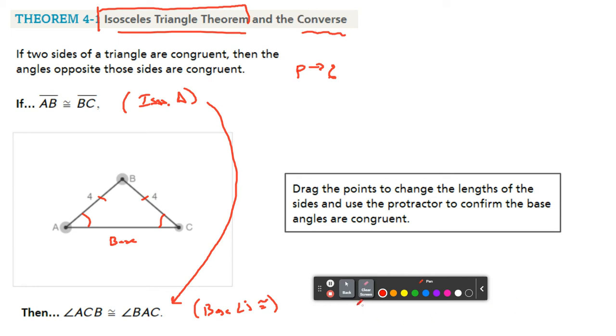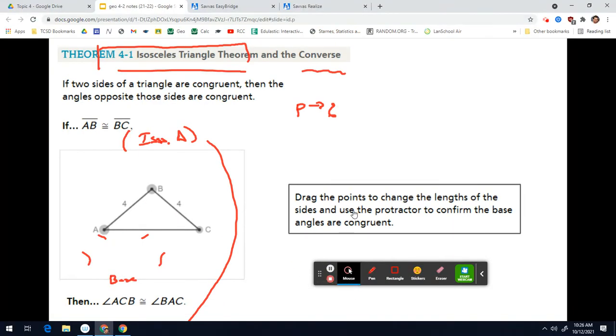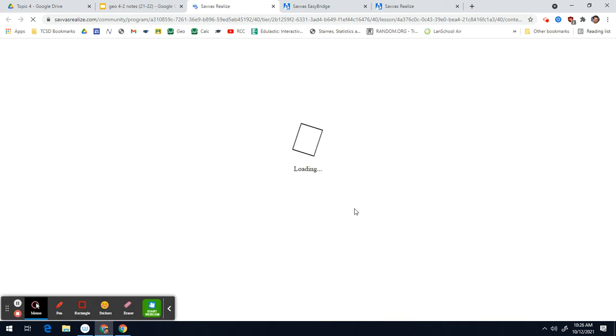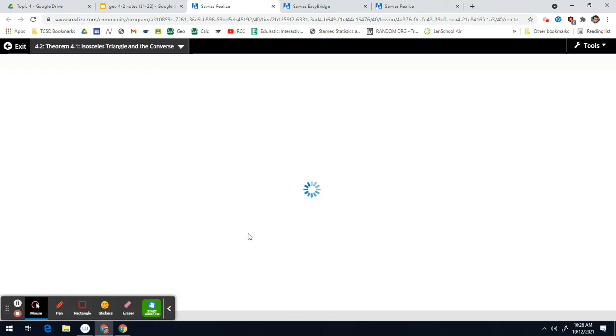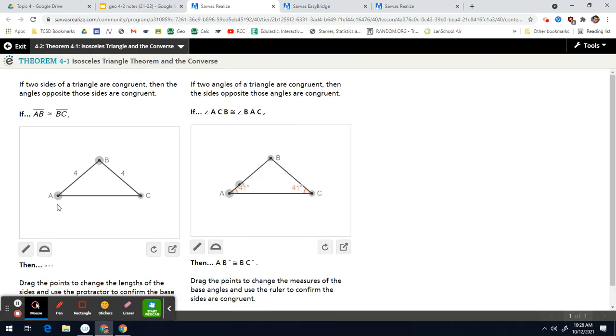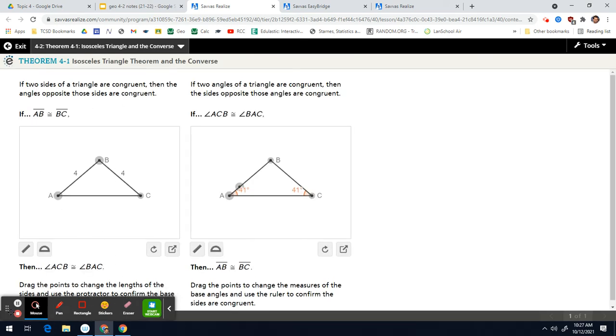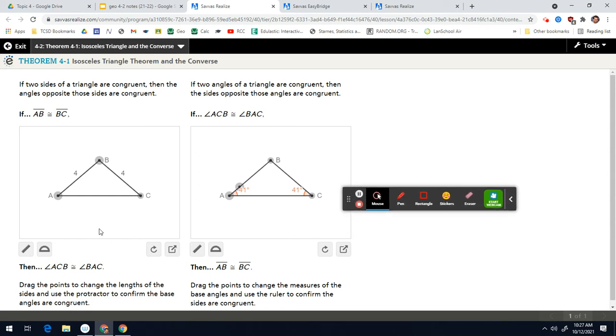Let me open up the interactive piece here. I believe I'll be able to move some points around. Here's the theorem. It says drag the points to change the lengths of the sides and use a protractor to confirm the base angles are congruent.